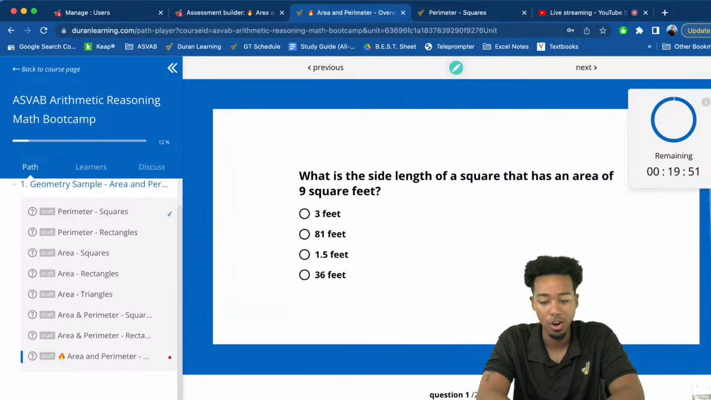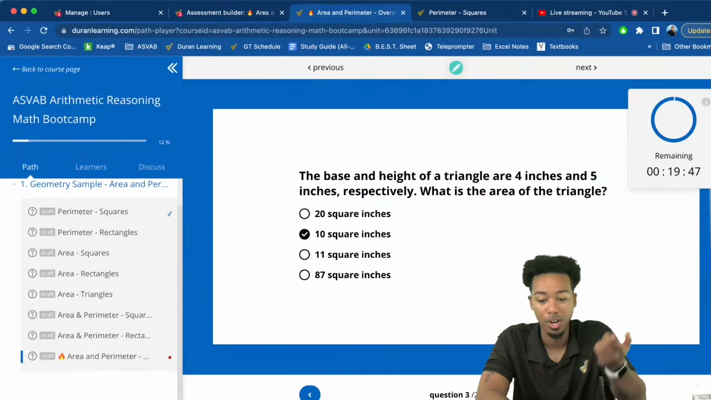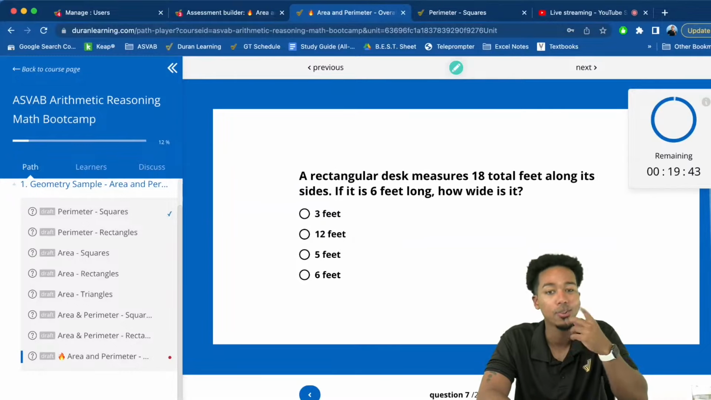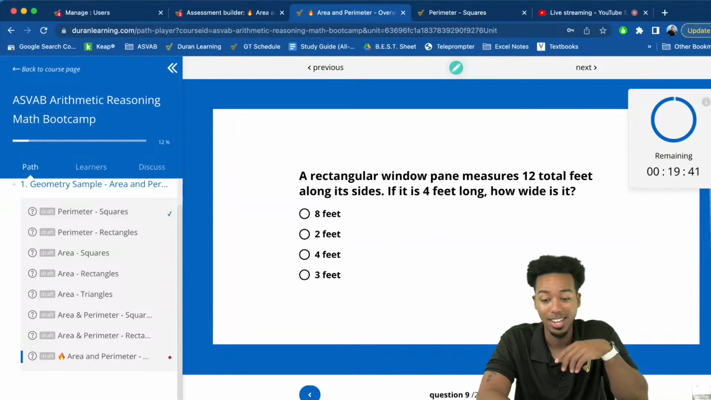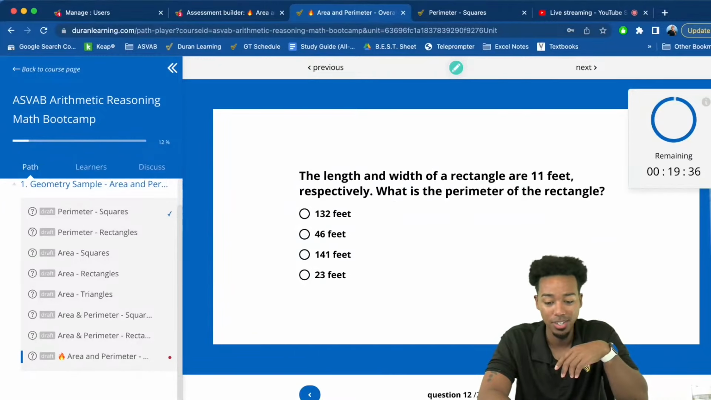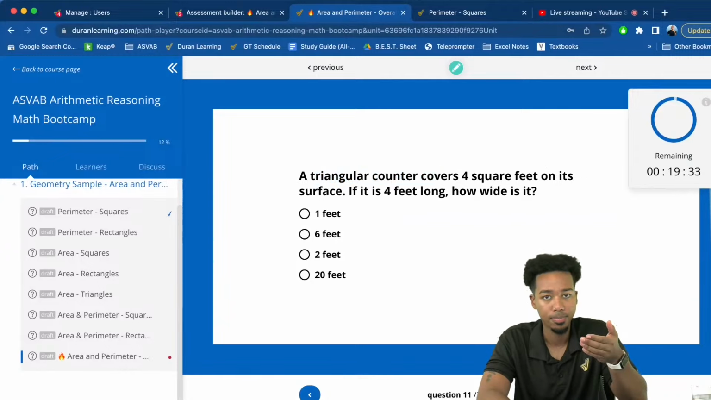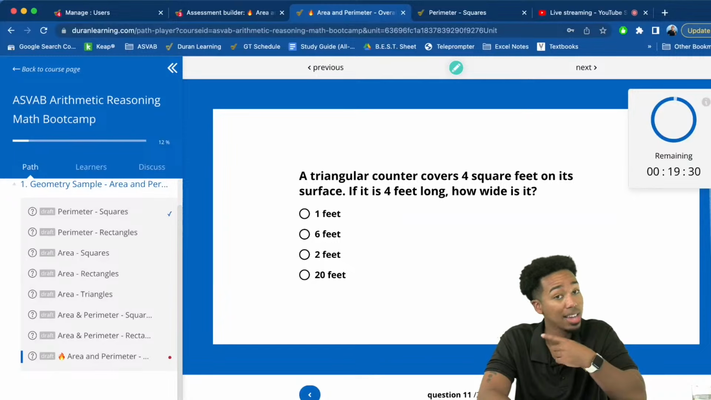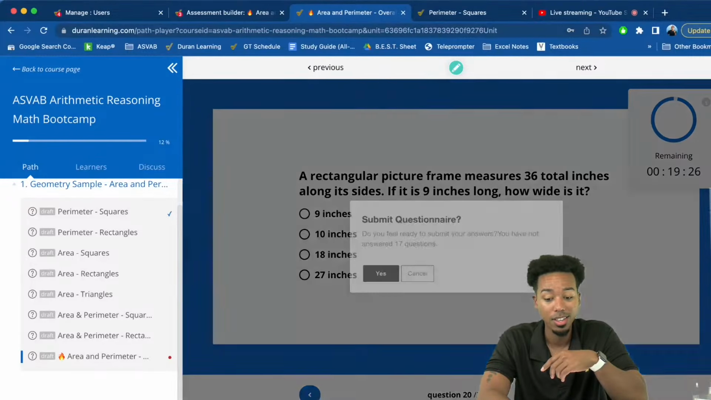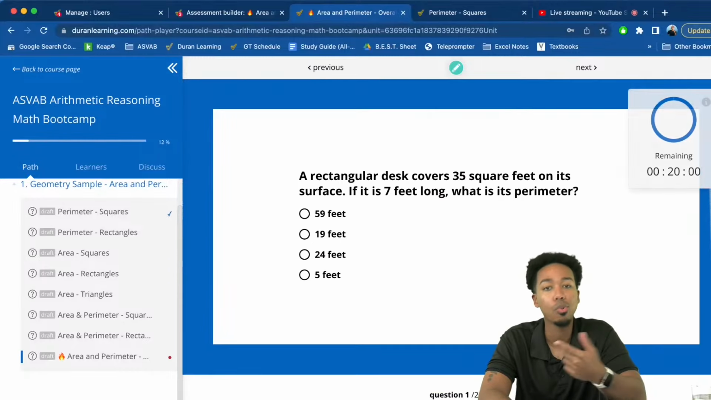And so you need to go, and you see that you have all these different questions. The area of a square, a rectangular desk, a square desk, rectangular desk. This one has a lot of desks. Window pane, a coffee table, a triangular counter, right? So there's a lot going on here. But at the same time, if you can pass this 3 times in a row, because remember, when you're done and you try again, you get brand new questions.